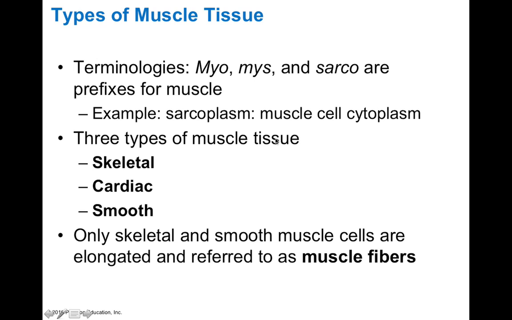We learned about this back in chapter 4, but essentially skeletal, cardiac, and smooth are the three major types of muscle tissue in the human body. Skeletal and cardiac are both striated, which means they have stripes. Smooth muscle tissue is not striated, and ultimately this relates to some of the molecular characteristics inside of these cells we'll talk about later. Now, only skeletal and smooth muscle cells are elongated and therefore also called muscle fibers. So a muscle fiber is technically just an elongated muscle cell.